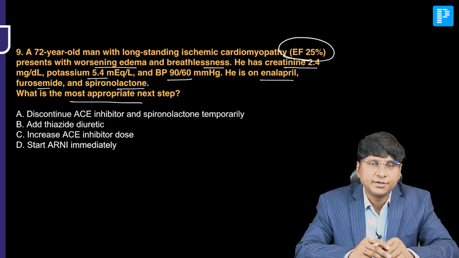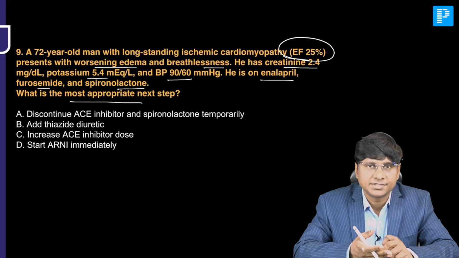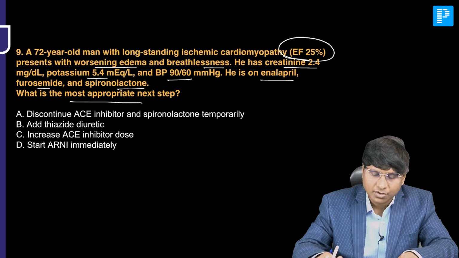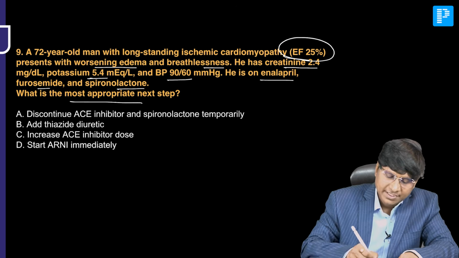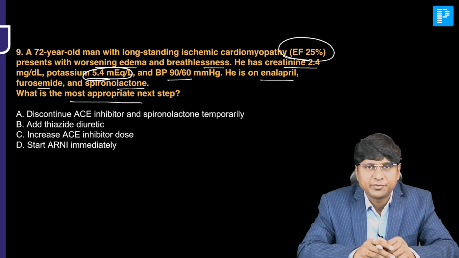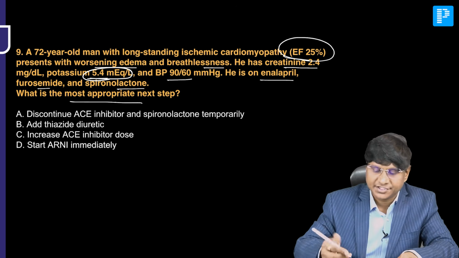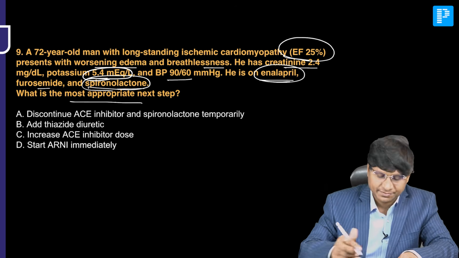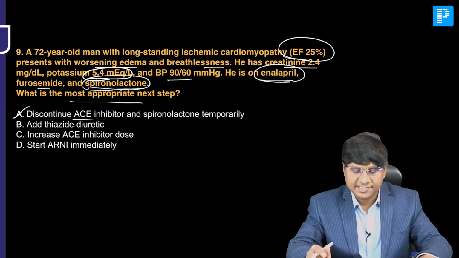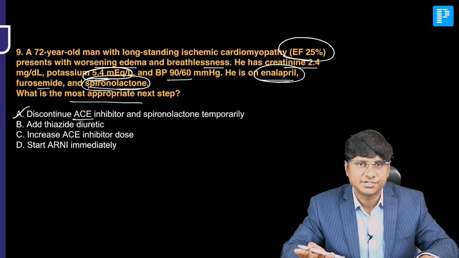In heart failure with reduced ejection fraction, the drugs which reduce mortality are ACE inhibitors or ARBs, aldosterone antagonists, and beta blockers, right? Now, this individual is on enalapril, an ACE inhibitor, as well as spironolactone, which is an aldosterone antagonist. But the problem is the potassium of the individual is 5.4 milliequivalents per liter. So you should stop the drugs which will further increase the potassium. ACE inhibitors increase the potassium. Spironolactone increases the potassium. That is the reason why you should discontinue ACE inhibitors as well as spironolactone temporarily until the potassium is corrected in this patient, right?